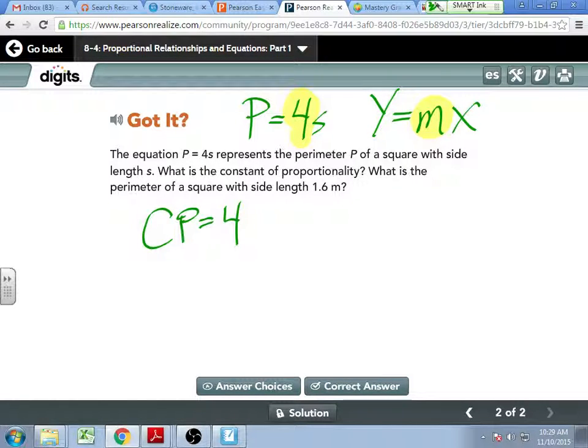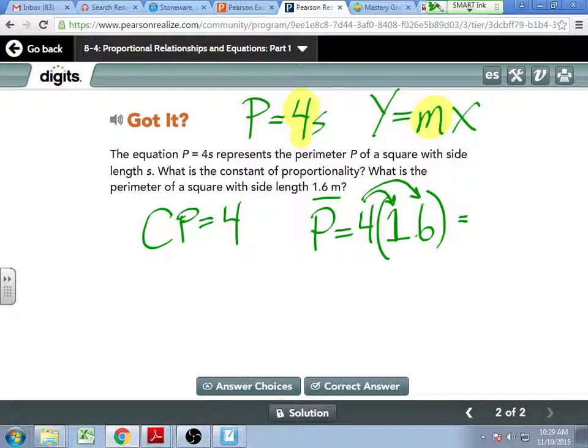And then if we had a side length of 1.6, we could just plug that in. We can say the perimeter will be 4 times 1.6. You shouldn't need a calculator. We can distribute out this multiplication: 4 times 1 and then 4 times 6. Scoot your decimal point, add it in, and we get 6.4 meters.